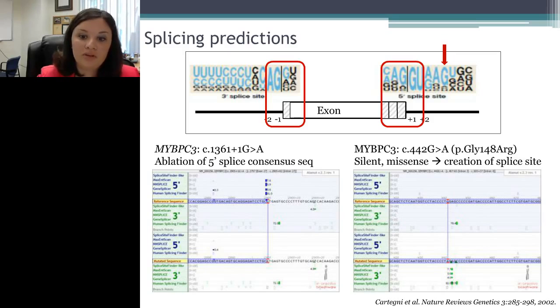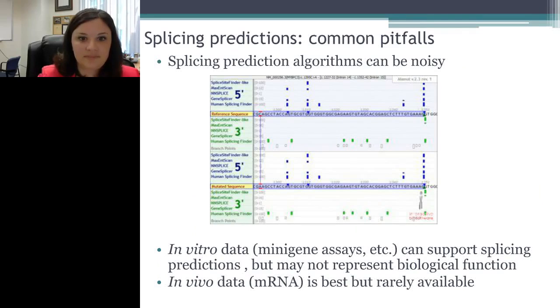I think one other important thing to point out is that it's important to look at splicing predictions even for variants that are missense, because sometimes we do see perhaps the creation of a novel splice site. So again, this is the same gene, MYBPC3, and we see that this variant, even though it is a missense variant, it seems to be creating a perhaps novel 3' splice site. So those are always things to take into consideration when you're looking at splicing predictions.